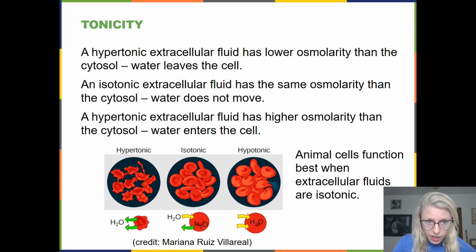In a hypotonic, hypotonic, water is going to enter the cell. Here we go. So this should say hypo. My apologies.